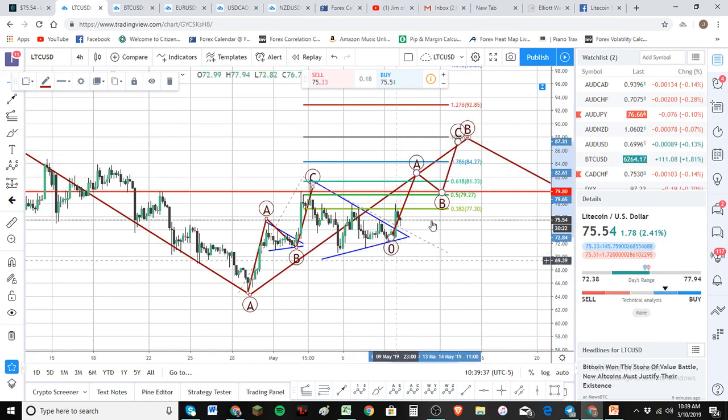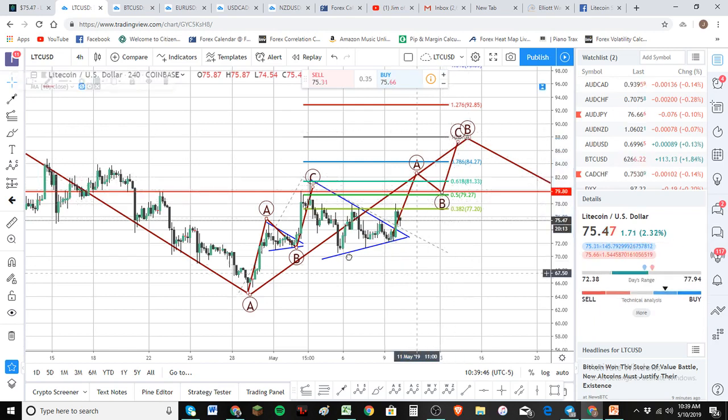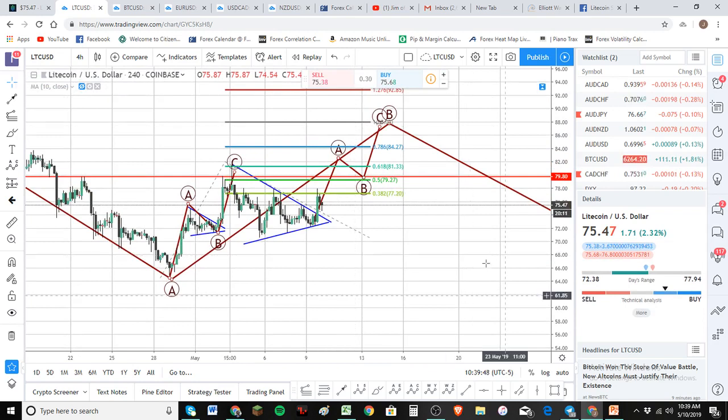Now, it doesn't have to have this shape. It could just go straight up to it with some kind of little pulses, and those are your waves, and that's it. And then we take a dive. But that's what I'm looking for. And then after that, I'm expecting a correction down again.